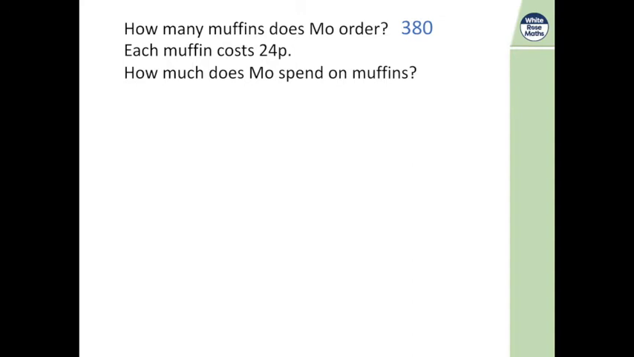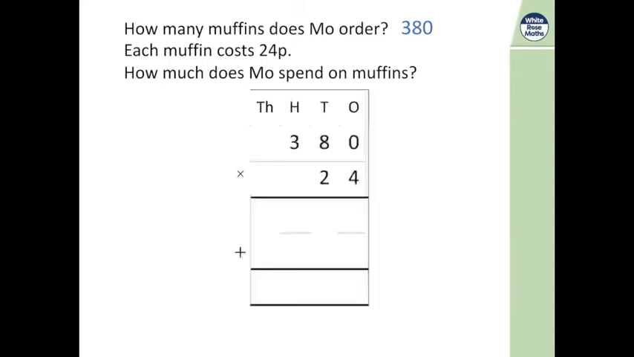Now the next question is, if we know that he ordered 380 and that each muffin costs 24 pence, the question is, how much does Mo spend on muffins? Our calculation will be 380 muffins multiplied by 24 pence. We're going to firstly multiply 380 times 4. Well, 4 times 0 is 0. That's a crucial fact, that. Whenever you multiply a number by 0, the answer will always be 0.